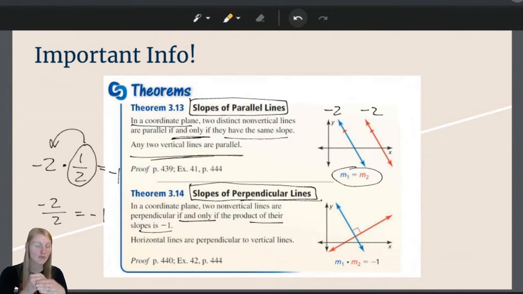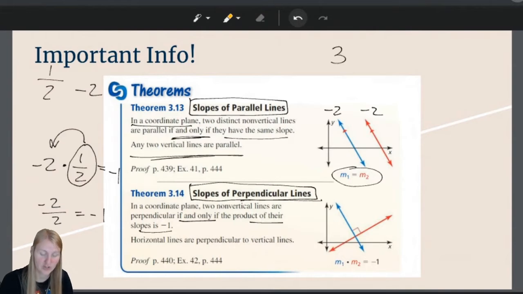So the negative reciprocal is take -2 and make it negative. Well, -2 is +2. And the reciprocal is when you put it in the denominator. You make a fraction and you put it in the denominator. So the negative reciprocal of -2 is +1/2.